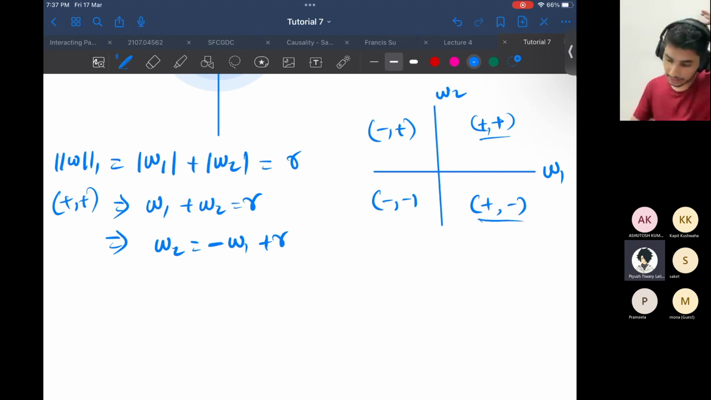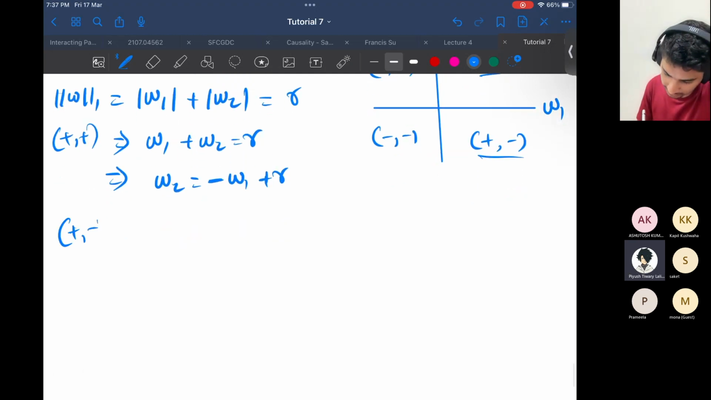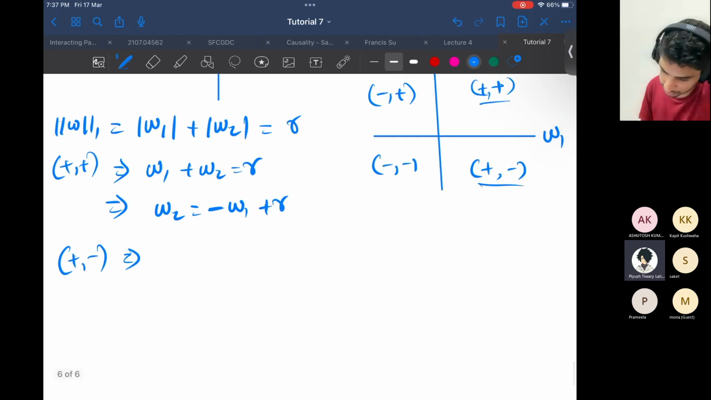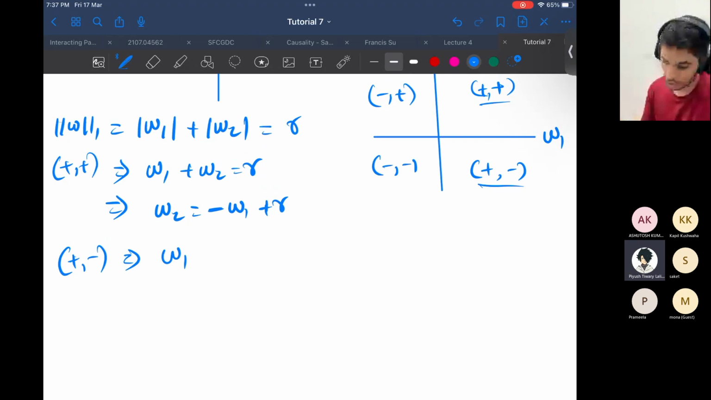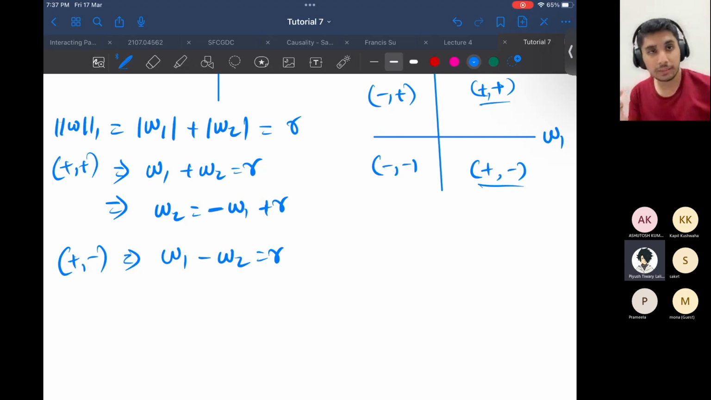What if I take this case? One is positive, the other is negative. That would mean that the first term is positive, so it will just open up as it is, W1. The second term is not positive though, right? So it will open up with a negative sign. So W1 minus W2 is equal to R. Imagine the term is -3. The absolute value of -3 is 3, which is minus of -3. This is what I have written, right?